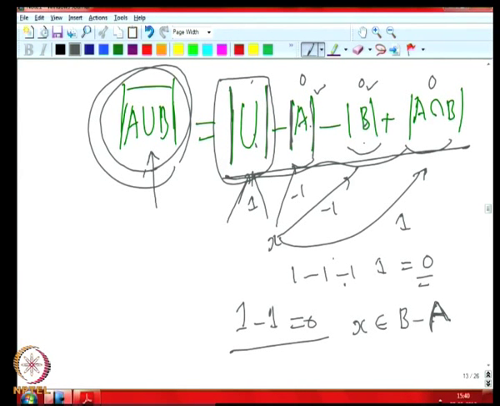So what we mean is any x which does not belong to A union B does not contribute to this sum in the RHS also. So only things which contribute to the sum in the RHS are the members in A union B. Therefore, our formula is correct. Our formula is correct.